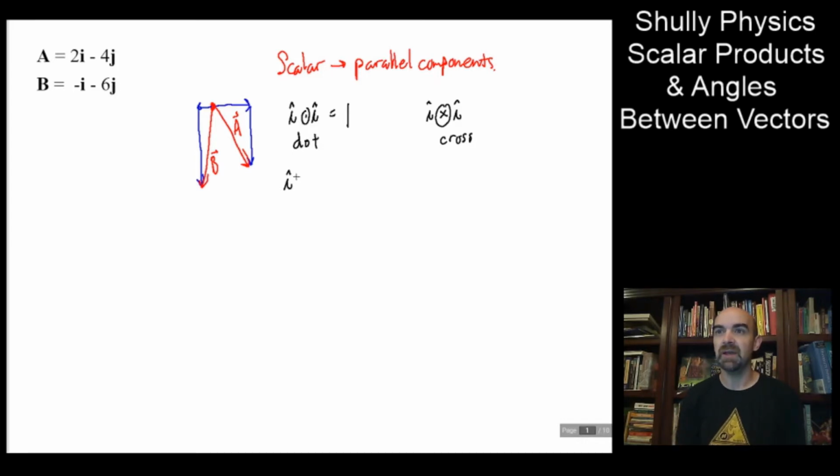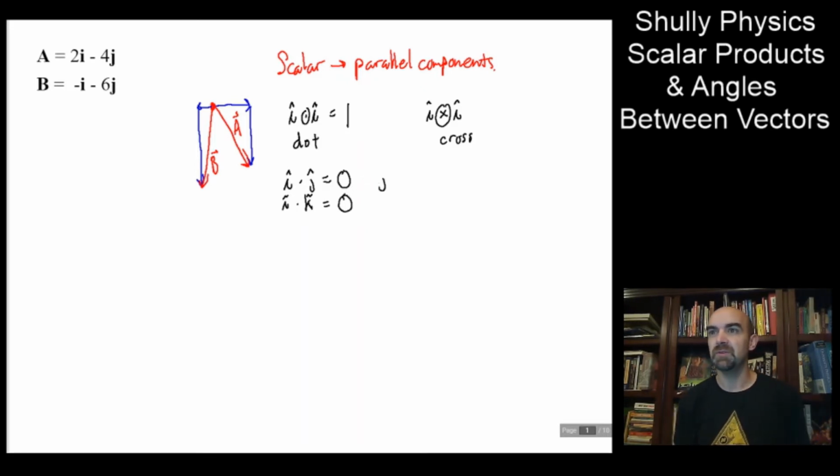Well, what would i dot j be? i and j refer to the x and y directions, and they are completely perpendicular to each other. They're 90 degrees with one another. So by definition of the scalar product, we're going to ignore those perpendicular components. That means i dot j is 0. So keep that in mind. If we do get into a third dimension with k, keep in mind that i dot k would be 0 as well. The x direction is perpendicular to the z direction as well.